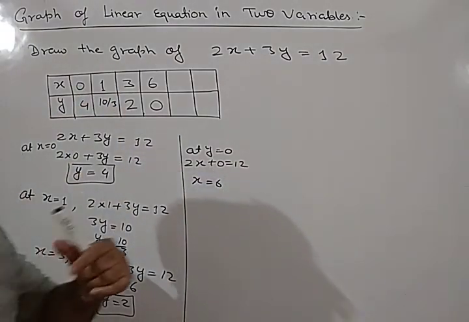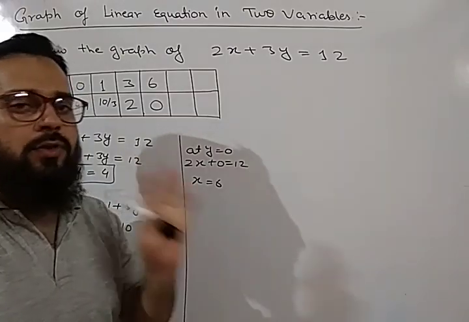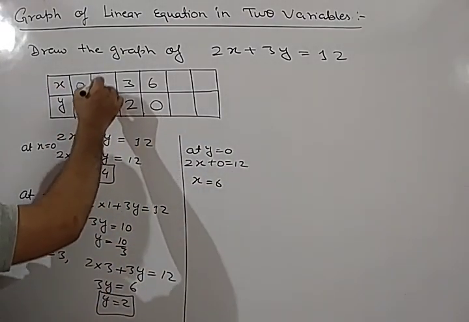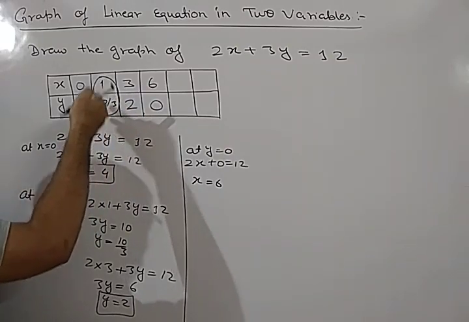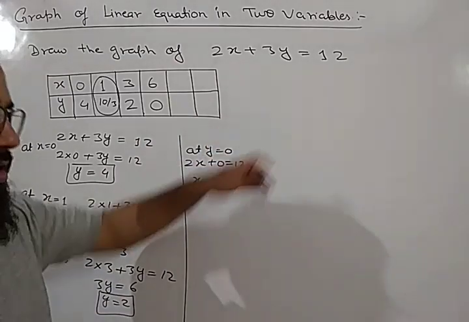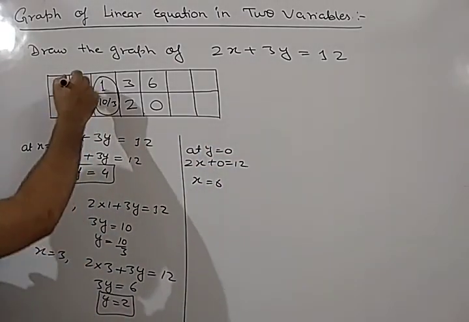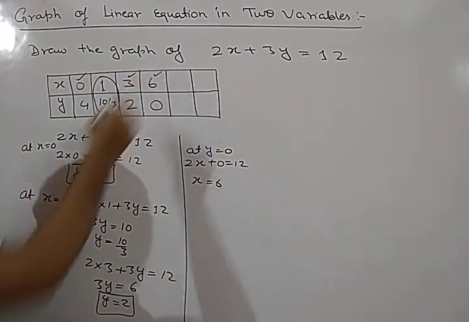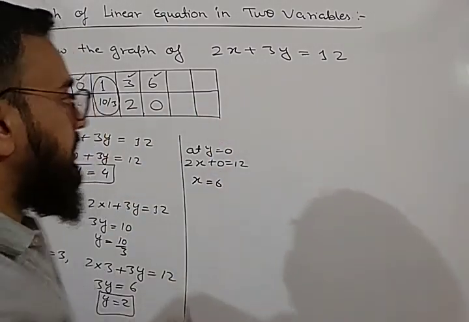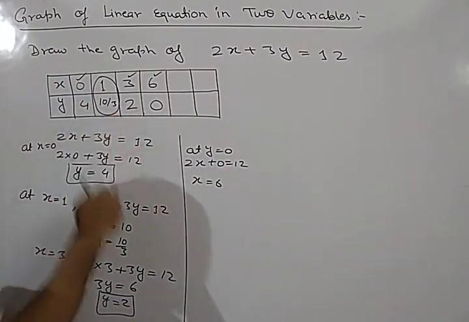And I told you we can draw the graph by only 2 points also. But we have got here 4 points in which this is a fraction term. So we will not plot this particular value 1 and 10 by 3 at this stage. So we have got 3 values: 0, 4; 3, 2; and 6, 0. Now we have to plot all these 3 values. These are 3 sets of ordered pair.